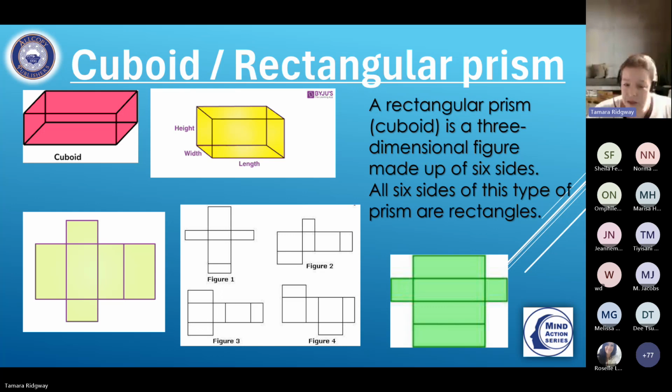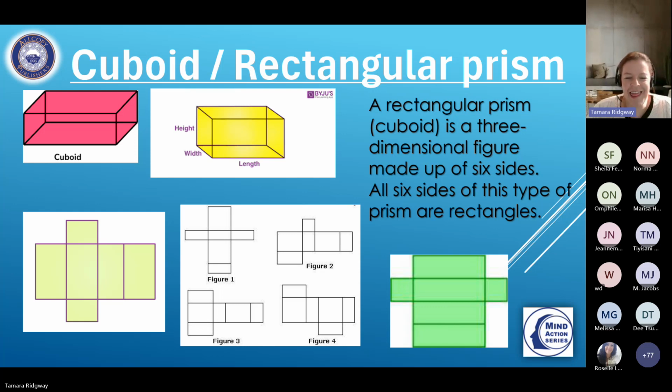So a rectangular prism, also known as a cuboid, is a 3-dimensional figure made up of 6 sides. That's the overriding characteristic, and all 6 sides are rectangles. Then we have the net of a rectangular prism. Normal. This is the net we are all very, very familiar with.